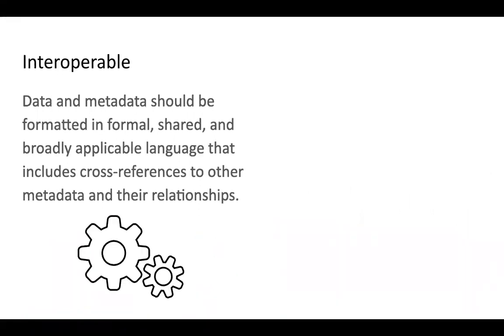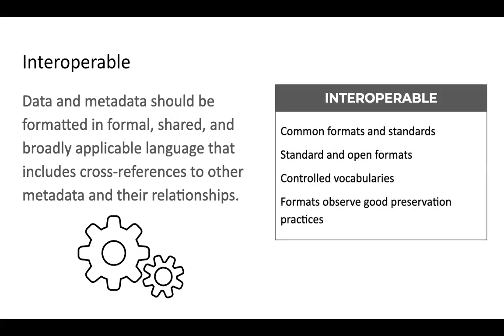Next, interoperable. So data and metadata should be formatted in formal, shared, and broadly applicable languages that include cross-references to other metadata and their relationships. And make your data interoperable by using common formats and standards, formats that are open and standard where possible, utilizing controlled vocabularies, and formats should observe good preservation practices. Interoperable data means it can be integrated with other data, applications, and workflows.